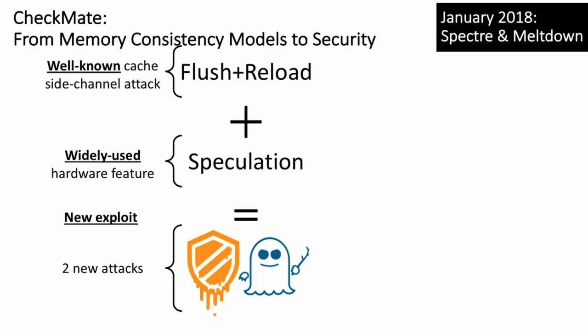And so here's my one slide simplistic version of what you just heard about for half an hour. Spectre and Meltdown are essentially: take a well-known cache side channel attack, in this case Flush+Reload, and mix it with a widely used hardware feature, speculation. What was surprising was not either of those on their own, but the facility with which new exploits could be created.